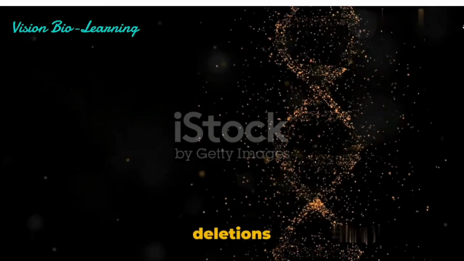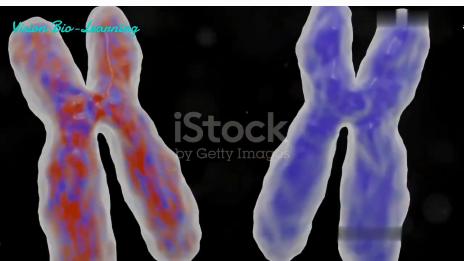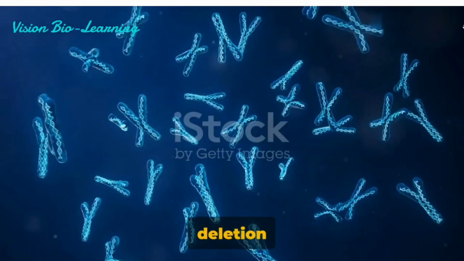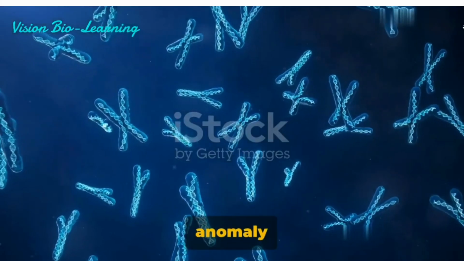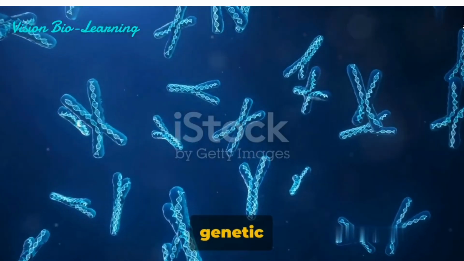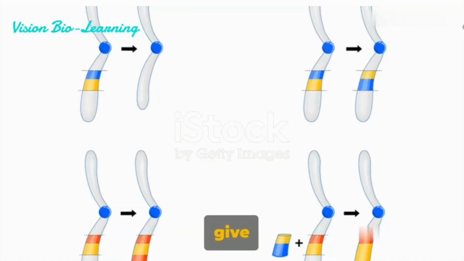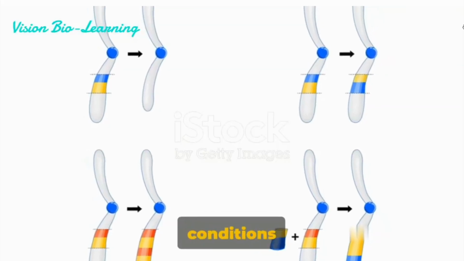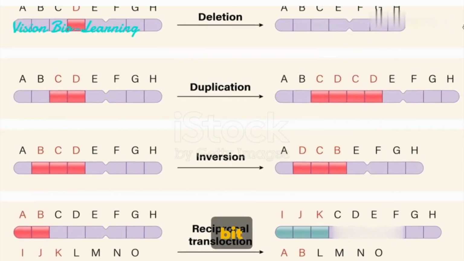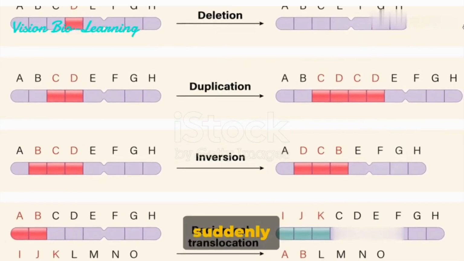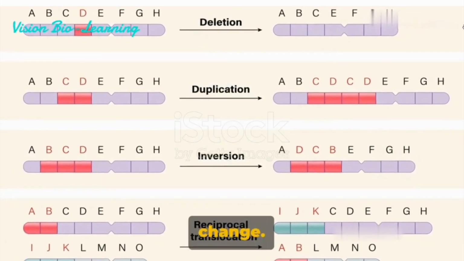How chromosomal deletions impact genetic diseases. In the realm of genetics, deletion refers to an intriguing chromosomal anomaly that results in the loss of genetic material. This loss can give rise to a wide array of genetic conditions and diseases. It's a bit like removing a chapter from a book. Suddenly, the whole story can change.